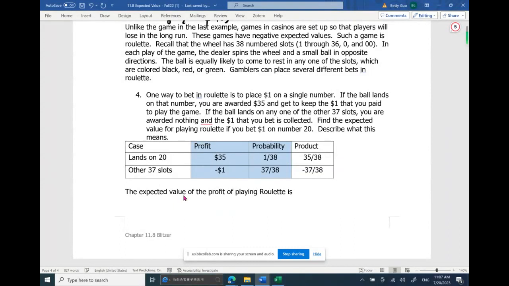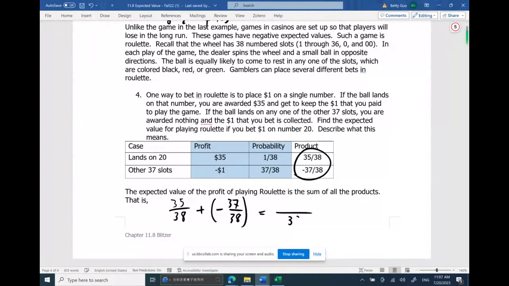One time is going to be the sum of all the products. Let's add them up. 35/38 plus negative 37/38. We keep the bottom since they already have the same denominator, and we solve the top. 35 minus 37, right? The numerator is -2. So that is -2/38, which is -1/19.